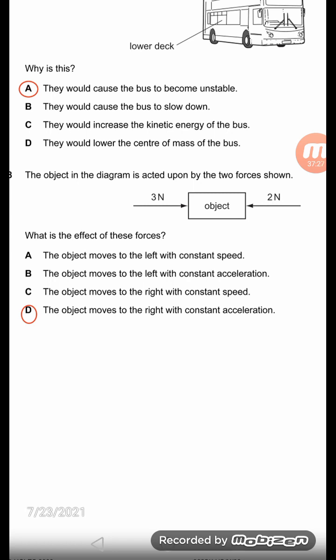So what is acceleration? It is change in velocity by time taken. So change in velocity means what? Change in direction. Okay, so it is moving toward the other direction, toward the right. So it will be constant speed. Constant acceleration, I mean, not speed.